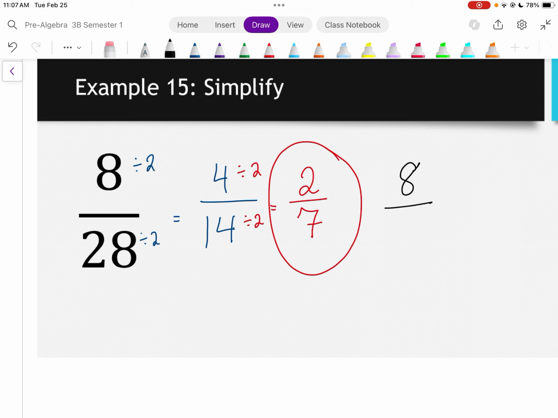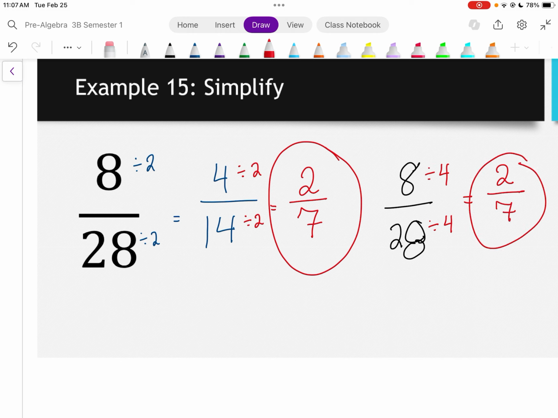Now, this is one way to simplify the fraction. Another way is you could have divided both of these by 4 instead of 2 to start. 8 divided by 4 is 2, and 28 divided by 4 is 7. So if you find a number that's the greatest common factor between them, that'll make simplifying your fraction go faster. But it's also not required to get to our final answer. So you can just keep dividing by a number you know goes in both of them until you can't divide anymore.